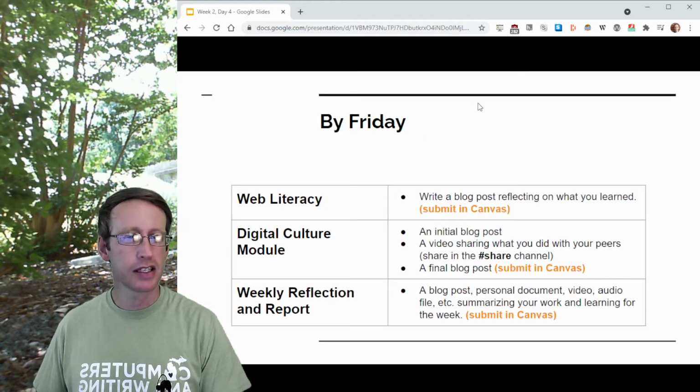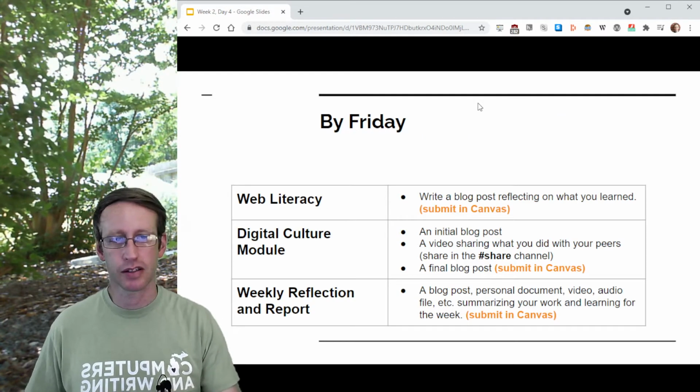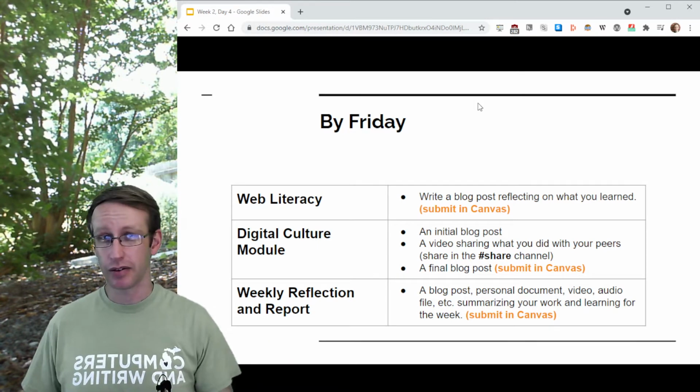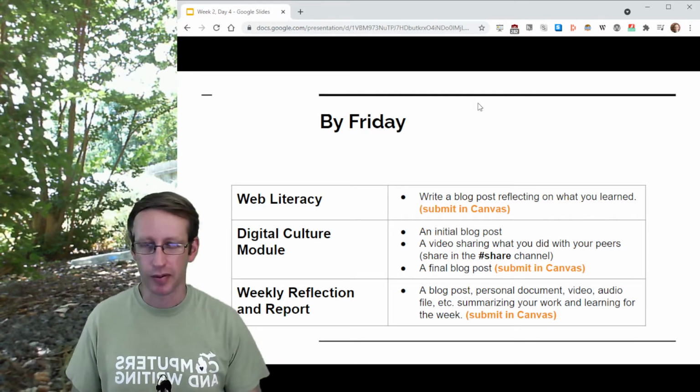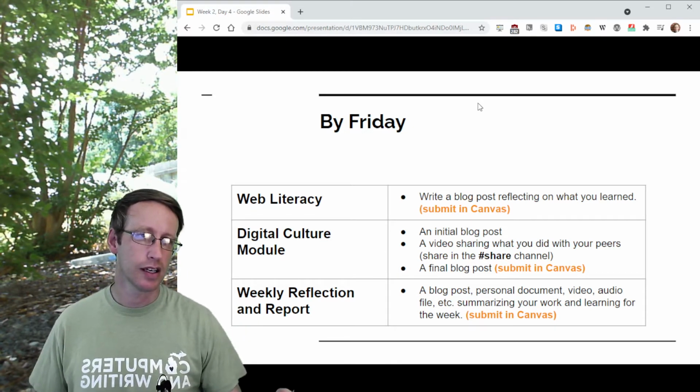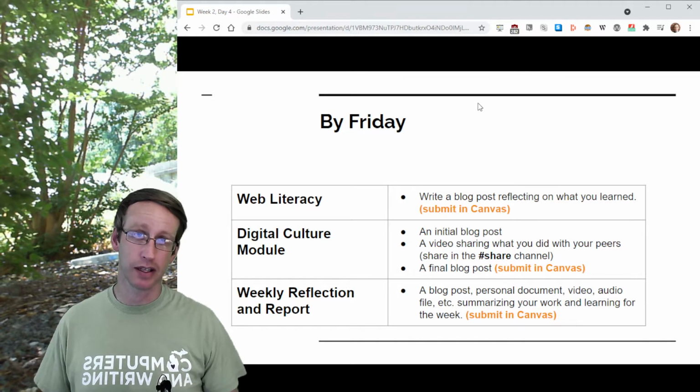Just because this is the end of the week, I thought it would be helpful to have this checklist basically to remind you of all the things that you have due today. And I've highlighted here the things that need to be submitted in Canvas. Some of the stuff you're going to be posting on your website, some of the things we'll be doing in the Google Docs. But for each of these assignments, there is a final thing that goes in Canvas.